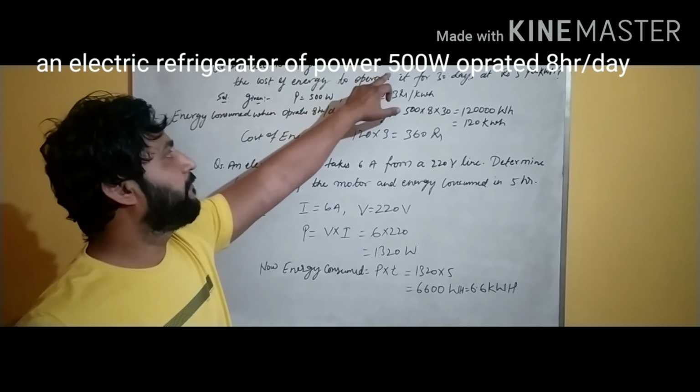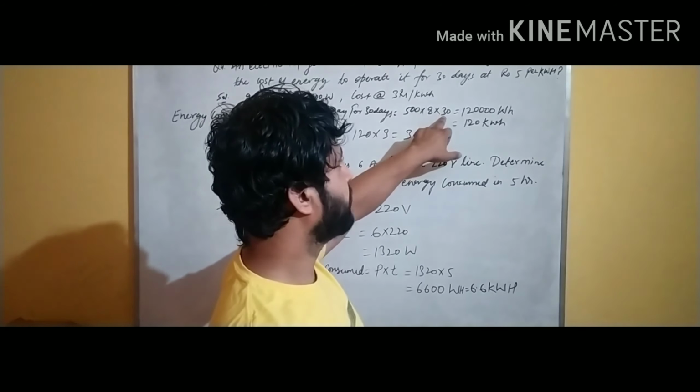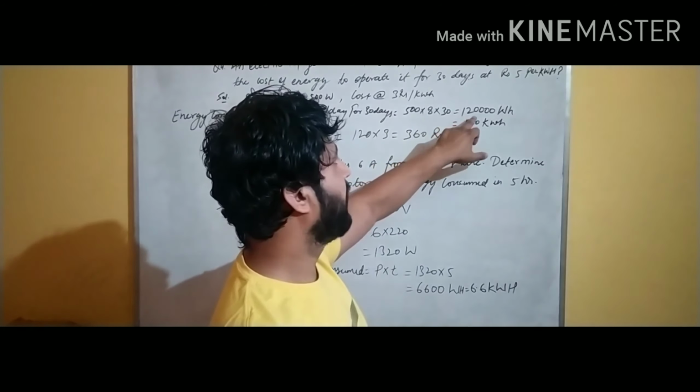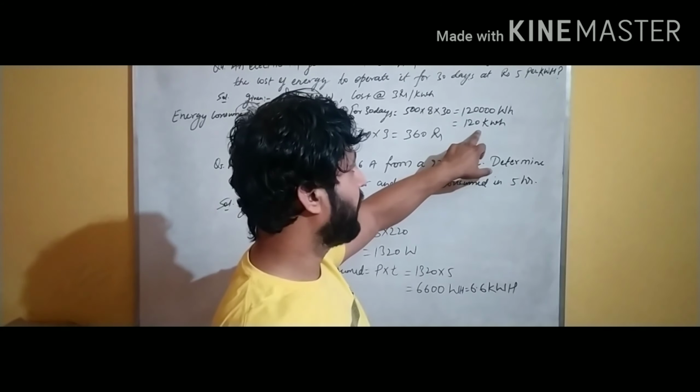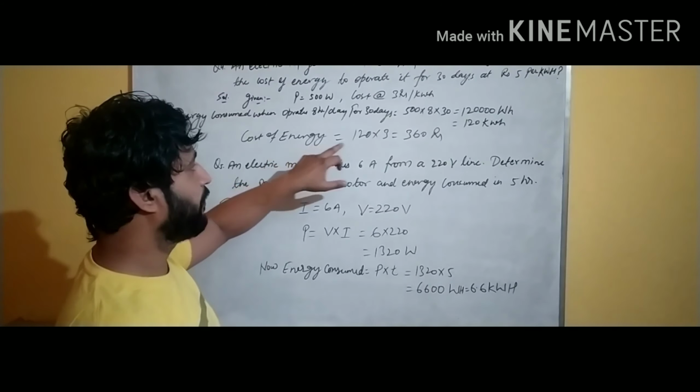This refrigerator is operated 8 hours per day for 30 days. So energy consumed is equal to power into time into number of days operated. It comes to 1,20,000 watt hours. Convert it into kilowatt hour by dividing by 1000, so it becomes 120 kilowatt hour. Now cost of energy is equal to energy consumed into rate. 120 into 3 is 360 rupees. So this is our answer: the cost of energy consumed in 30 days by the refrigerator is 360 rupees.